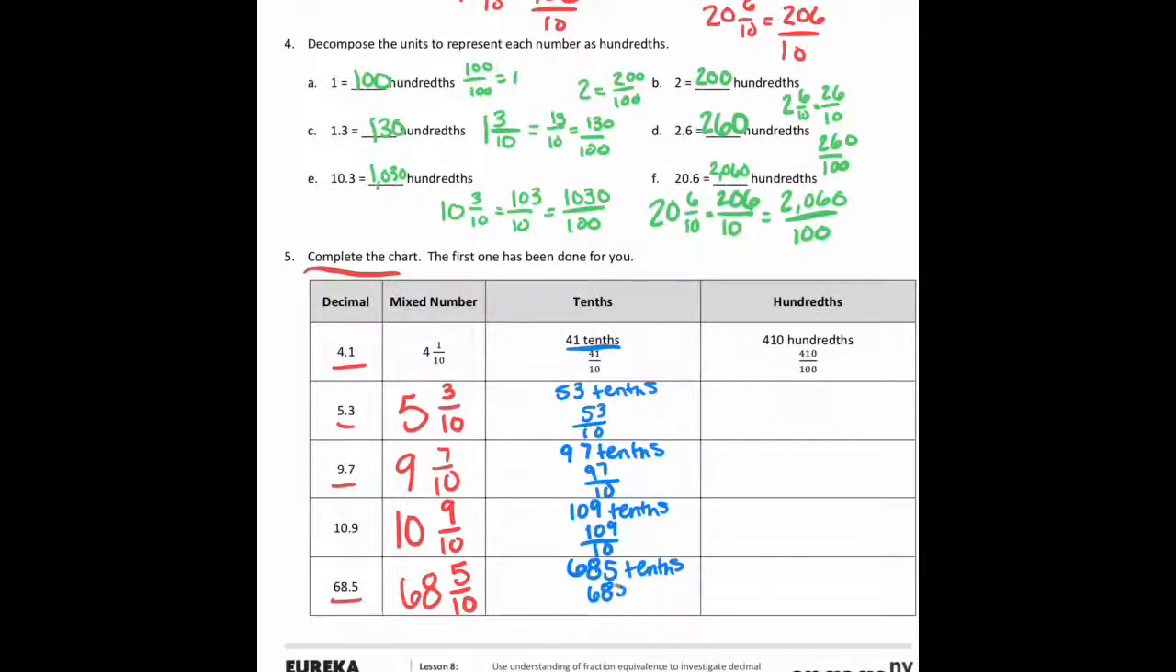Now the same principle applies on the hundredths, but because we're going one more place over, we're multiplying it by 10, which means we'll just add a 0 onto the end of these numbers. Like with 41, we added a 0 to get 410 hundredths. So here this would be 530 hundredths, which would be 530 over 100.